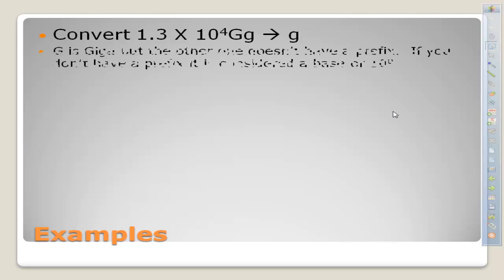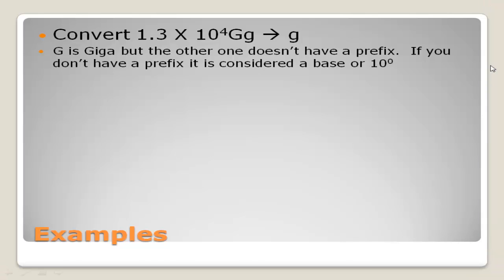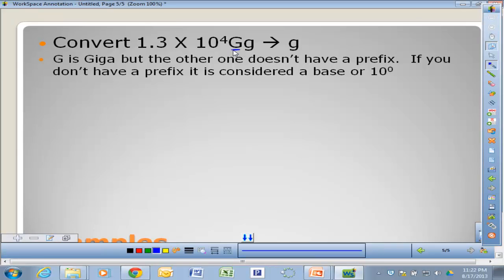So let's go ahead and look at an example. The first one we're going to do is take 1.3 times 10 to the 4th gigagrams and convert it to grams. G is giga, but the other one doesn't have a prefix. When you look here, there's giga, the G means grams, the G means grams, but when I look there, there's nothing there. And if you don't have a prefix, it's considered a base, or 10 to the 0. So when we set up our number line, we'll use giga's exponent, but for the other one, we're just going to use 10 to the 0.